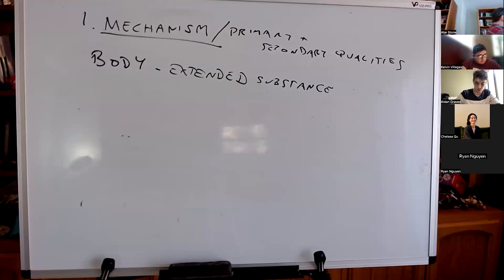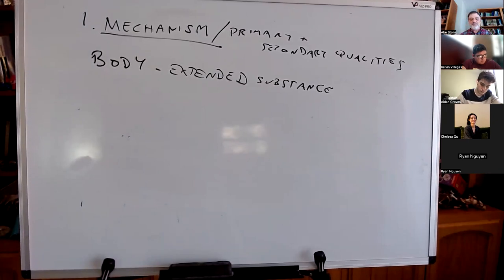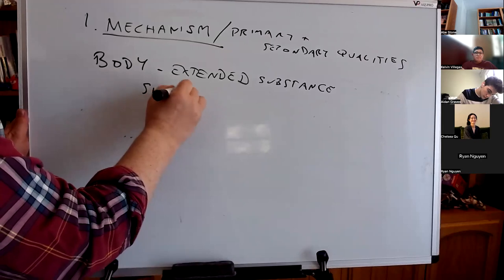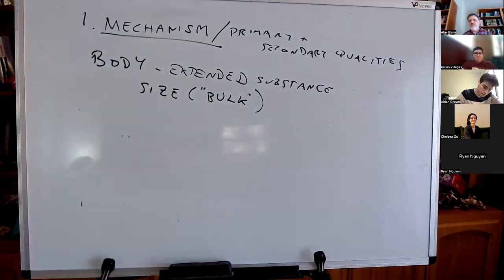That is, the body isn't the extension itself, it's the thing that is extended. And so anything like that must have certain properties. First of all, it must have a size. Or, as Locke often says, bulk. He's using that to mean, I guess, what we would call volume, three-dimensional size. If it occupies space, it has to occupy a certain amount of space.